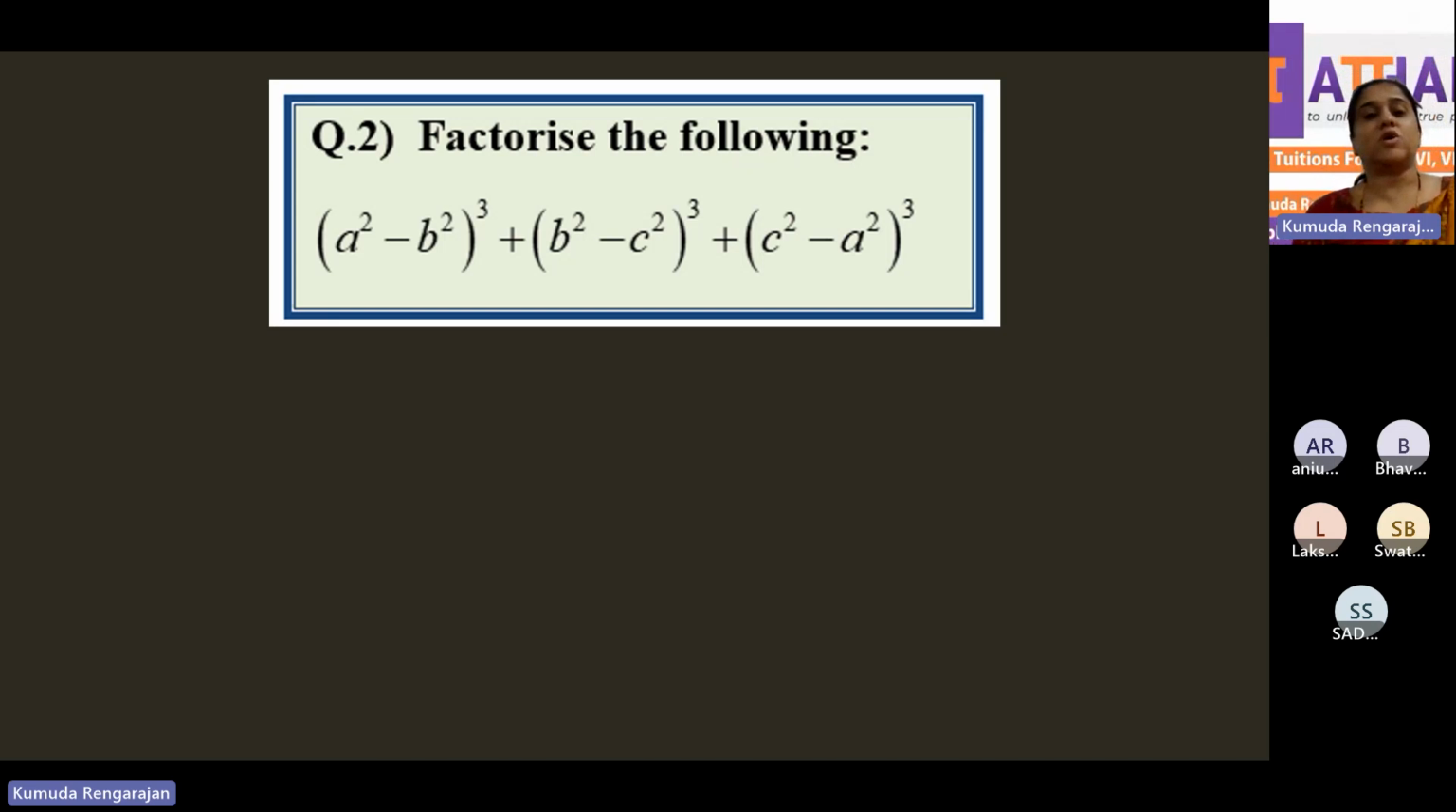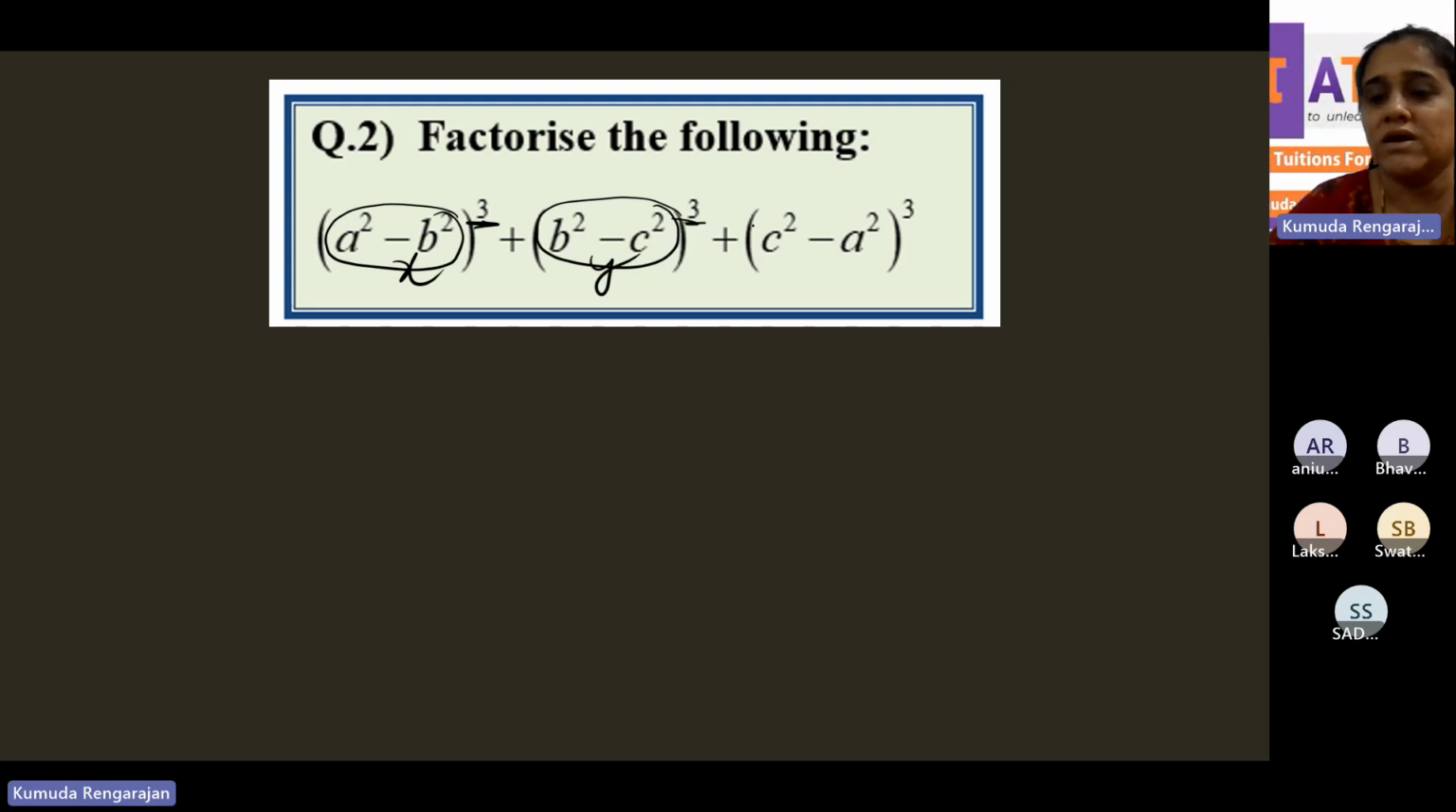Okay, so this is called a conditional identity. So for this, you should first check if x plus y plus z is 0. Now see here, this is x, and this is x cube. This is y, this is your y cubed. And this is z, z cubed. It's already in that form. You don't have to do anything more. It's already in the form x the whole cube plus y the whole cube plus z the whole cube.